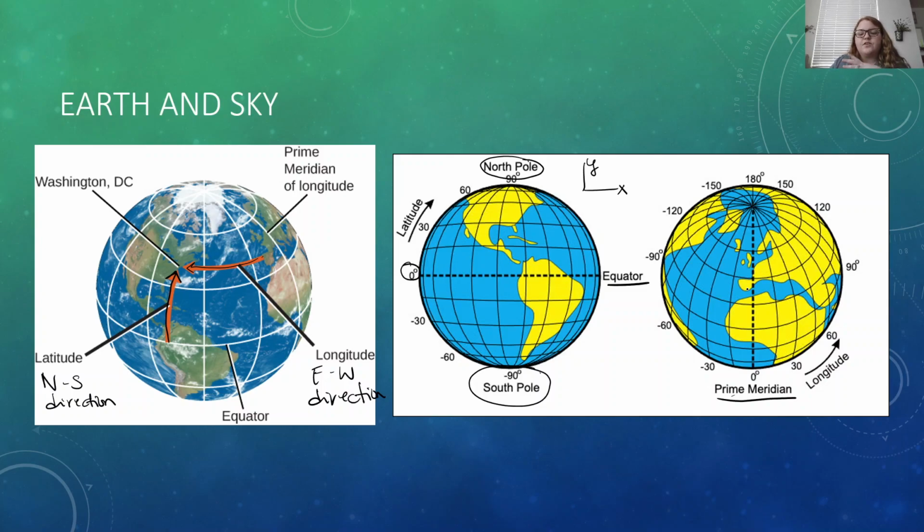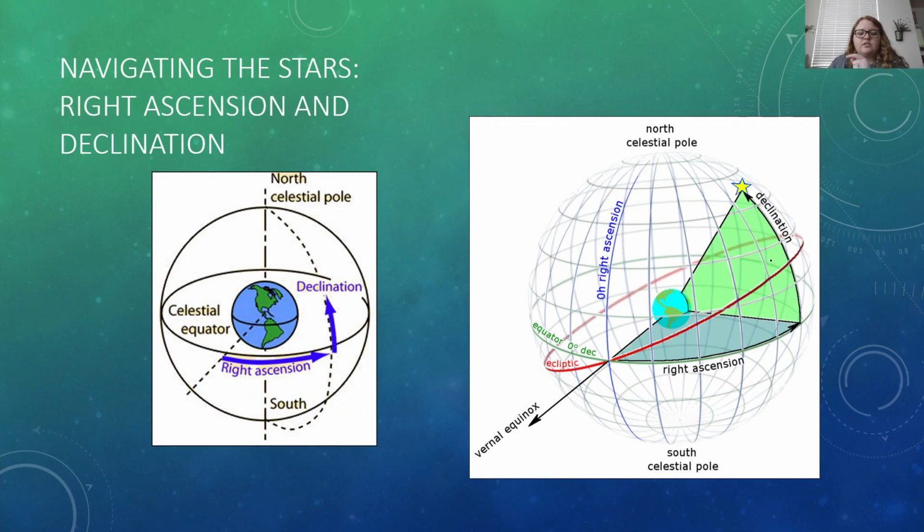So this is the first step into understanding how we can do the same sort of thing with the sky. Let's start talking about that. We have something very similar. This is called right ascension and declination. Imagine just projecting the way we navigate on Earth into the sky, and that's what we get here. So instead of latitude and longitude, we now have right ascension and declination.